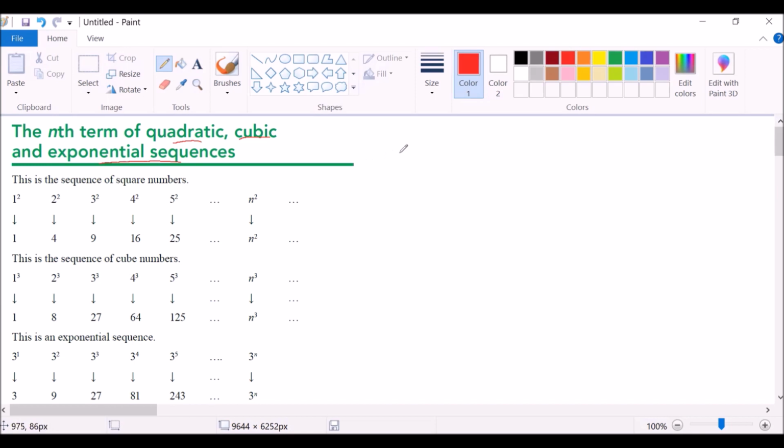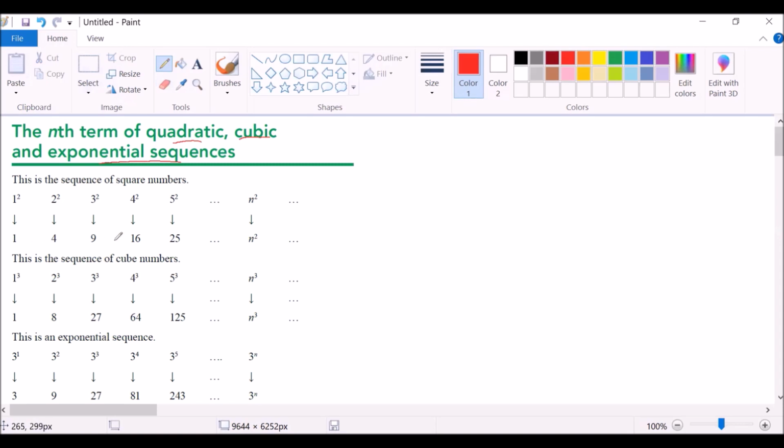We are using the position of the term to find the value. In quadratics, the highest power of the position is 2. In cubic, the highest power is 3. And in exponential sequences, we are using the position as a power. Okay, so let's look at how this takes place.